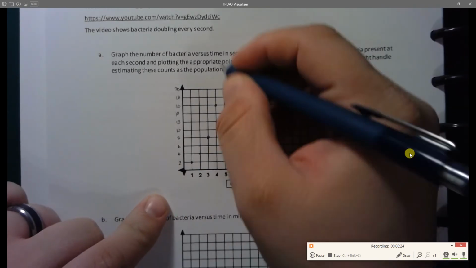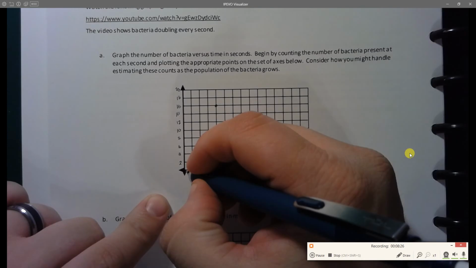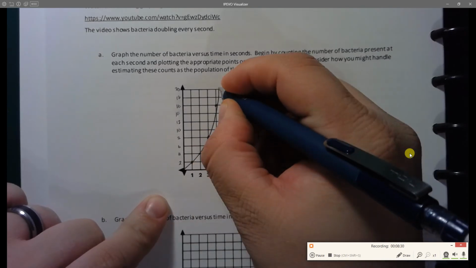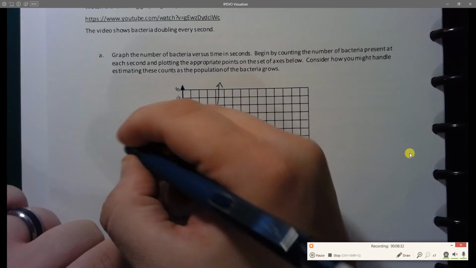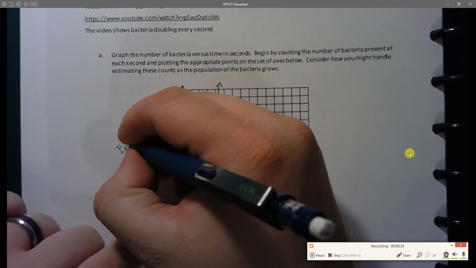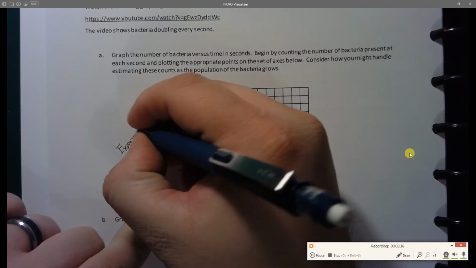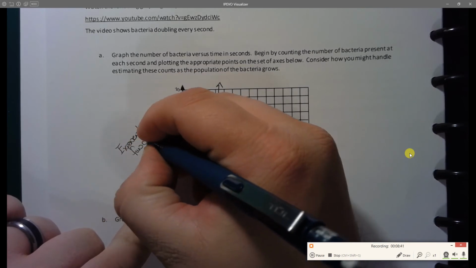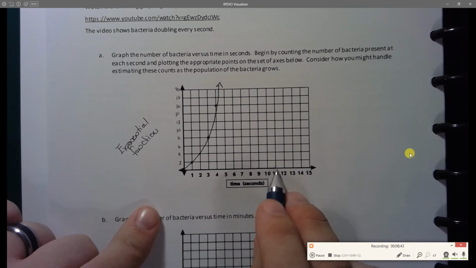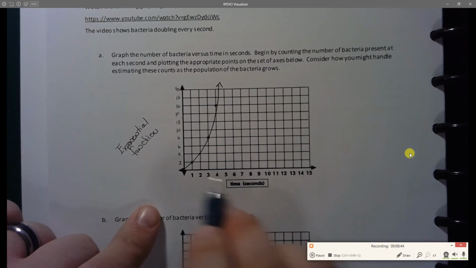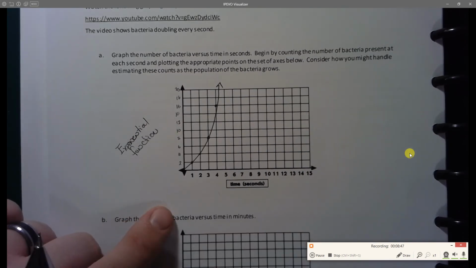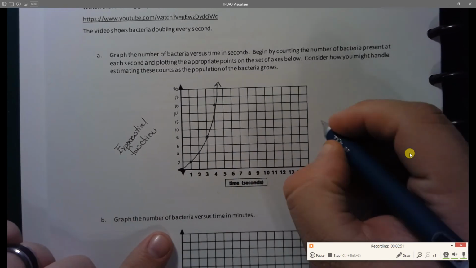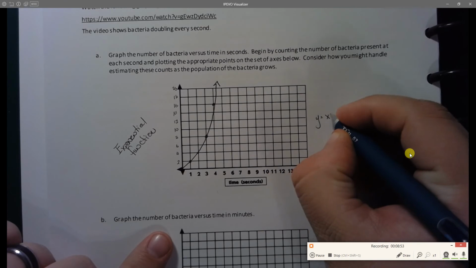After 5 seconds, we'd have 32. I ain't got a space for 32. So what you do is you graph what you have. And this is what you call an exponential function. In other words, time in seconds versus bacteria. So your exponential function would be y equals x squared.